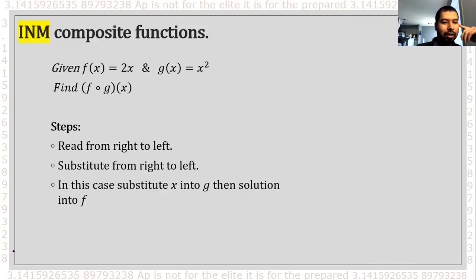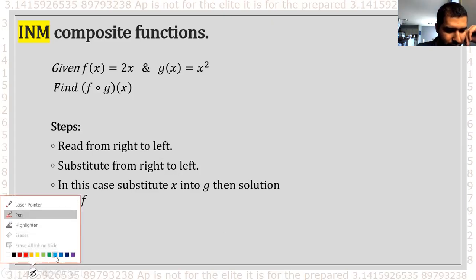Okay. So pretty much these are the steps I like to tell my students. Read from right to left and substitute from right to left. Wherever you see an X, that will be replaced by the function that you are doing. It pretty much gives the symbol of composition, right? You compose functions into themselves.